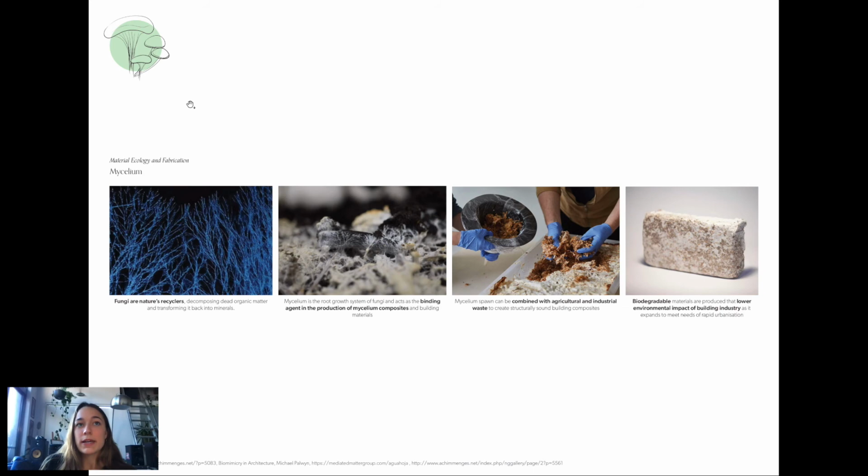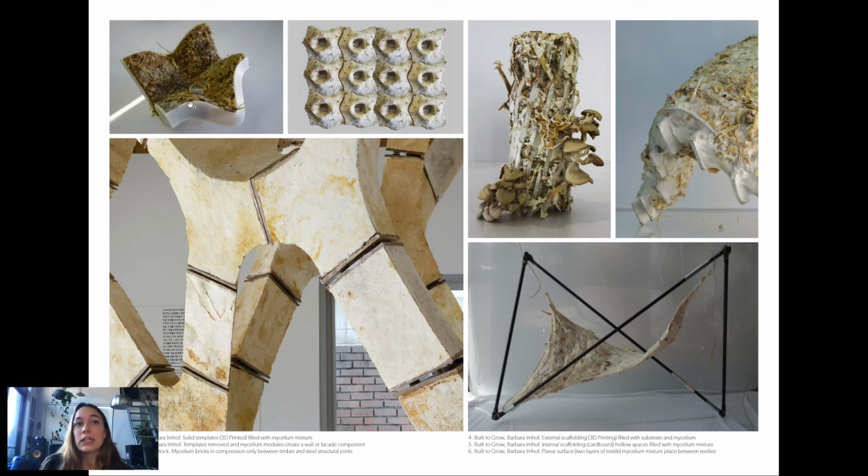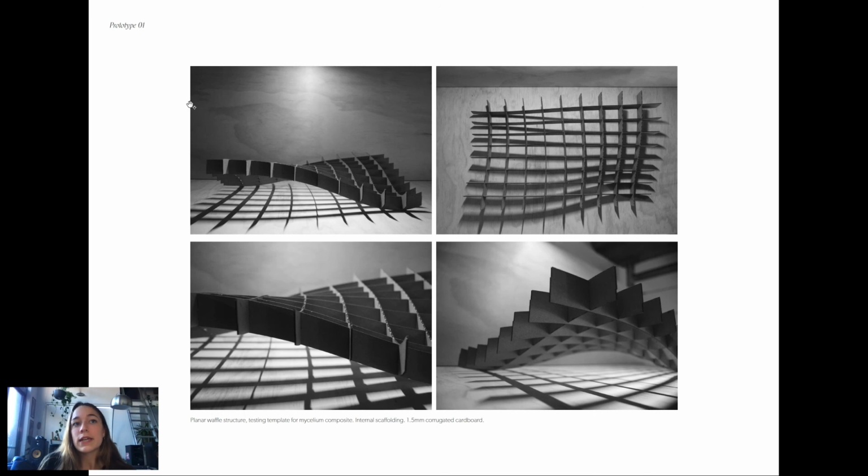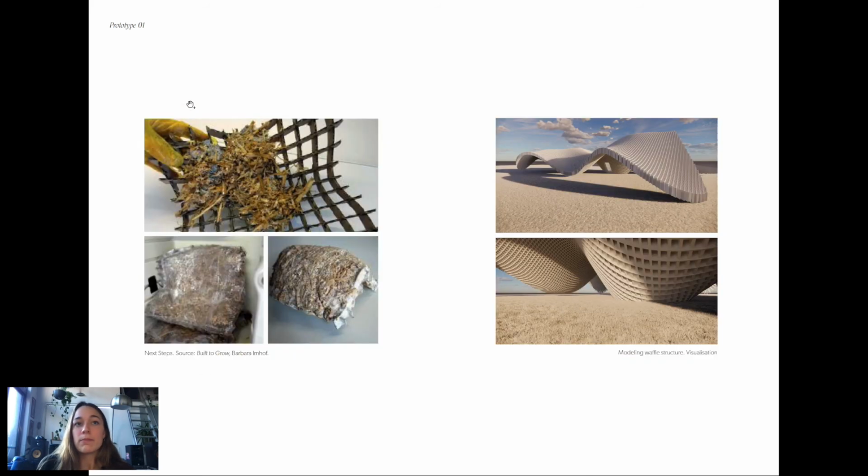The next phase was looking into mycelium composites, which are created by introducing mushroom spawn into agricultural waste within a template. The mycelium feeds on the straw, binding the fibers to create a solid composite. Mycelium requires a template to grow in. This may include a mold or scaffolding. And I'm currently growing my own. It requires a substrate such as straw, sawdust, and additives such as calcium to promote the growth of the actual spawn. I'll eventually dry it out and end the growth once it's successful. And then once I know how to grow it properly, I want to try growing it within a template. I made this one out of cardboard using Grasshopper, taking inspiration from Barbara Imhof's studies.